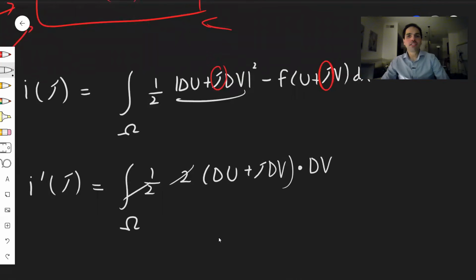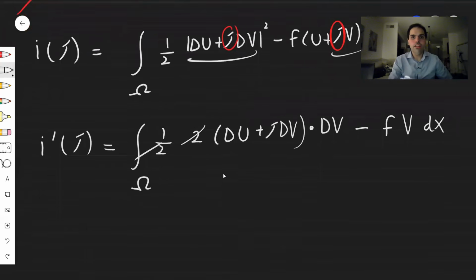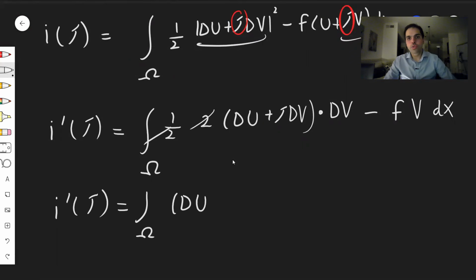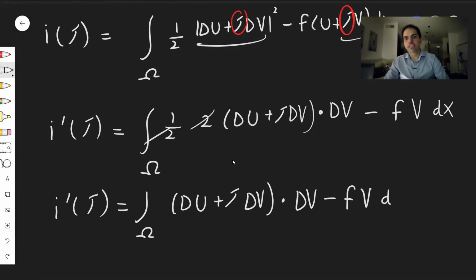And again, this is constant with respect to tau. So really, if you differentiate that, you get minus fv dx. And then what you're left with is simply the following. So I prime of tau, that is the integral over omega of (du plus tau dv) dotted with dv minus fv dx.